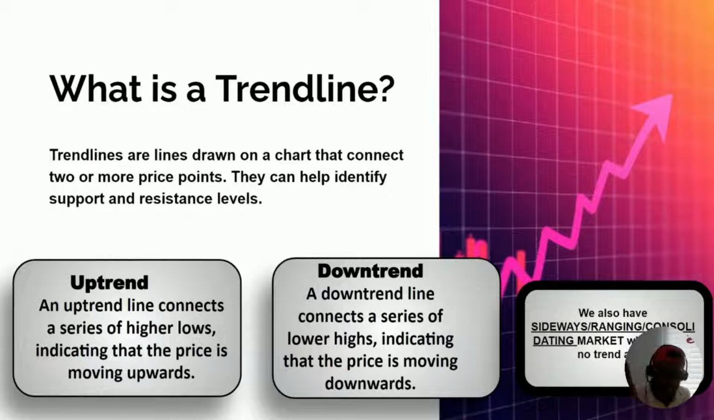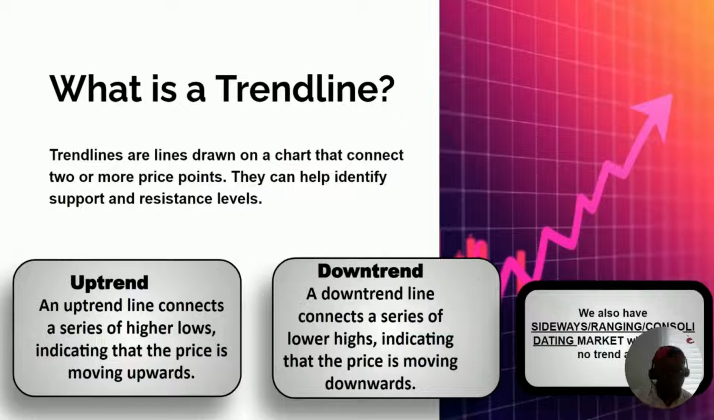We have two types of trend: the uptrend and the downtrend. The characteristics of an uptrend are a series of higher lows and a series of higher highs. And how about a downtrend? A downtrend is a series of lower highs and lower lows. So if you are drawing your trend line for an uptrend, you are going to be connecting a series of higher lows, and if you are doing a downtrend, you are going to be connecting a series of lower highs.